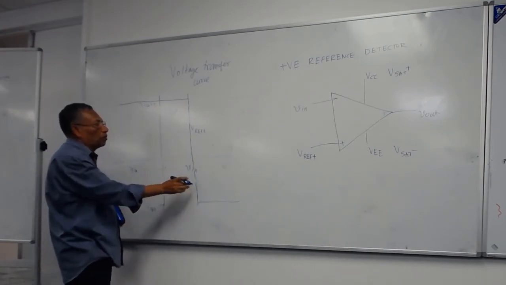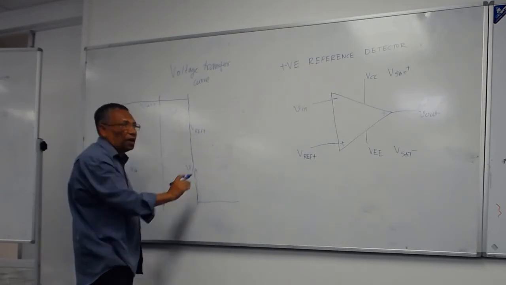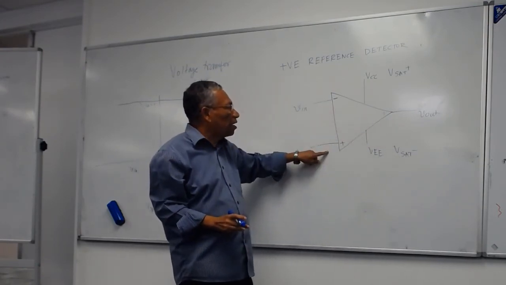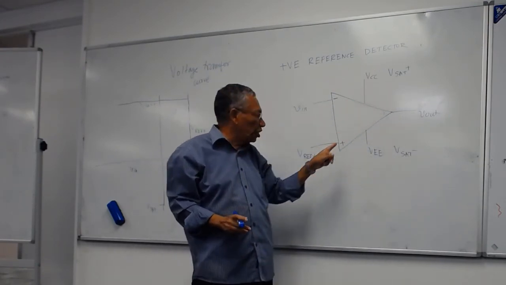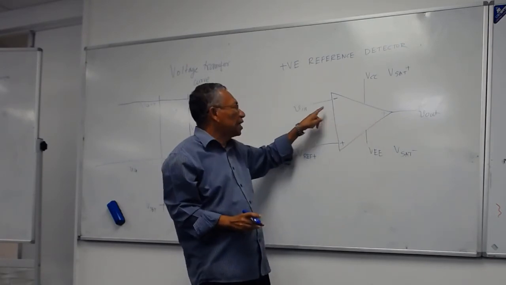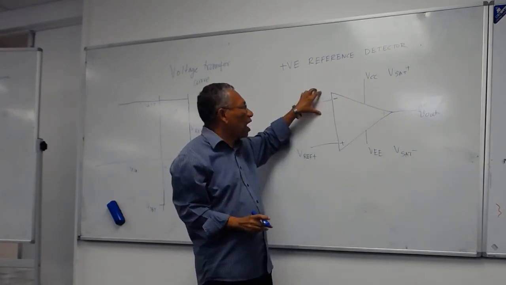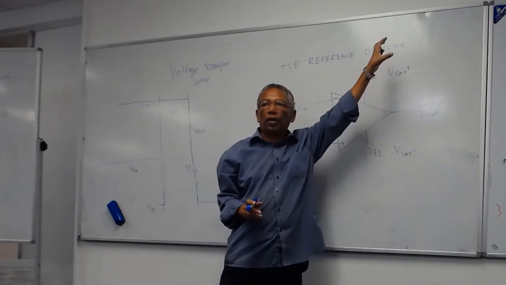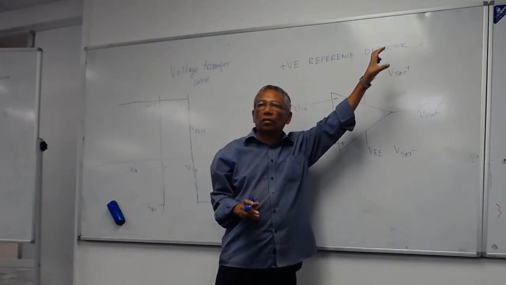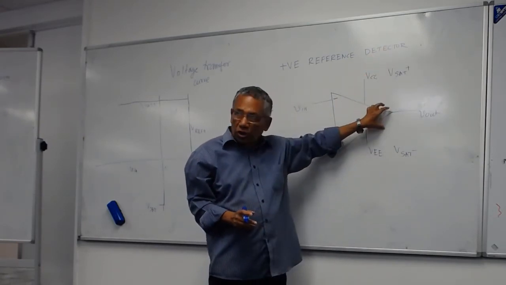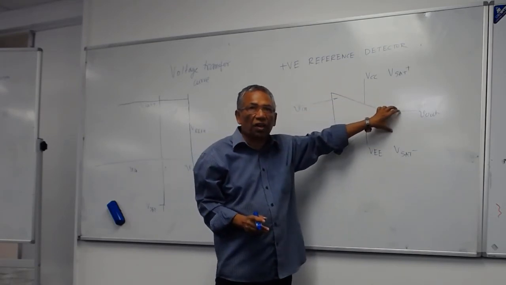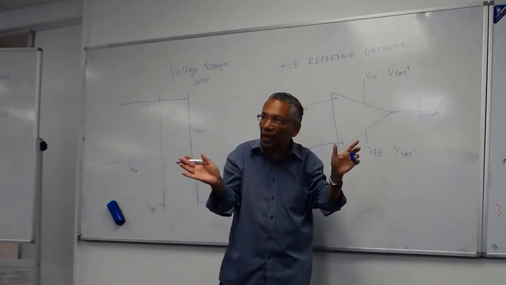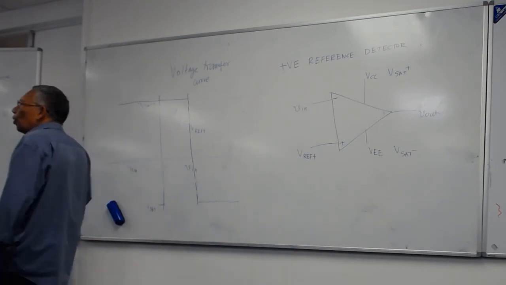So when this is more than Vref, it will go negative. When this is less than Vref, it will be positive. Because this has positive relation with the output, this has negative relation with the output. If this is large, then this will go down. If this is large, this will go up. This has positive relation with the output, this has negative relation. So this goes high, this will go down. This goes high, this will go high. That's the relation. So this shows you the relation between these. Is it clear, everybody?